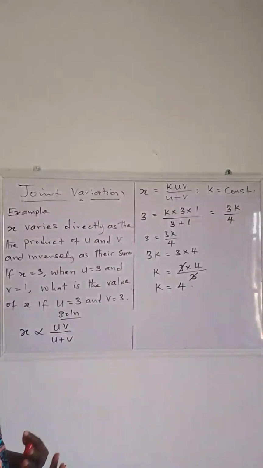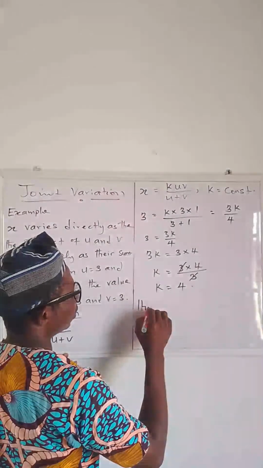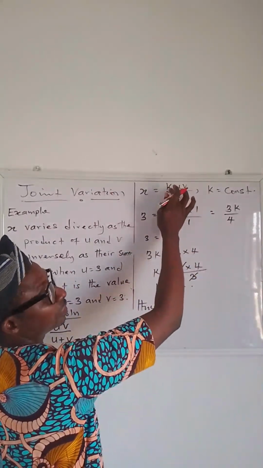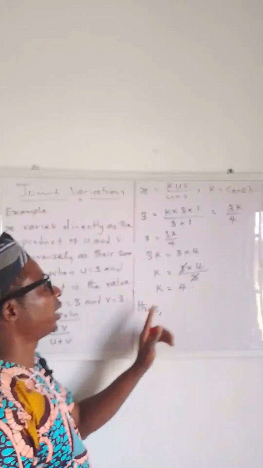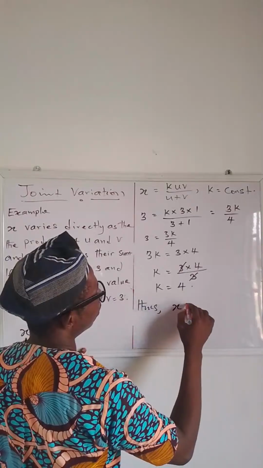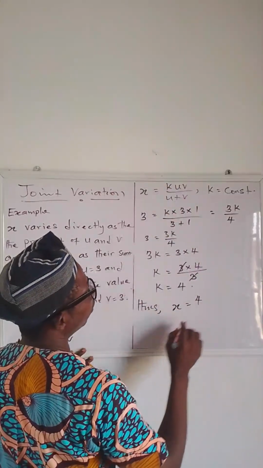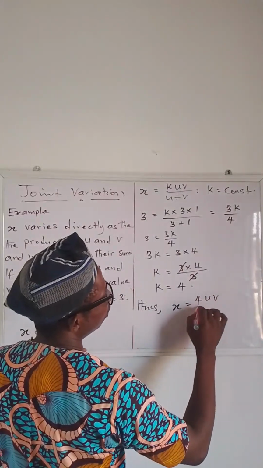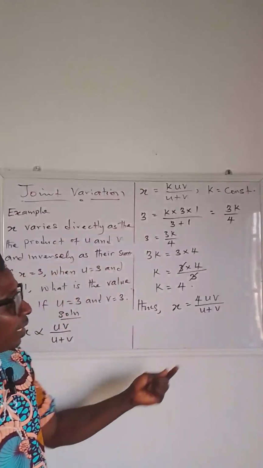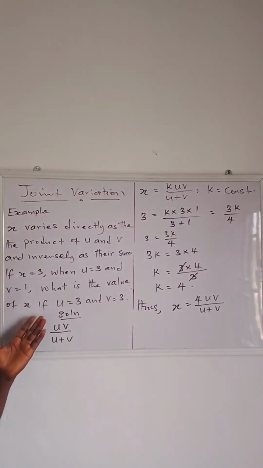Now we can get the connecting formula. So that's the next thing. So you come here, just change the value of K to 4. That's all. So you have X equals to 4UV over U plus V. This is the connecting formula. All right, so we can now go to the question.